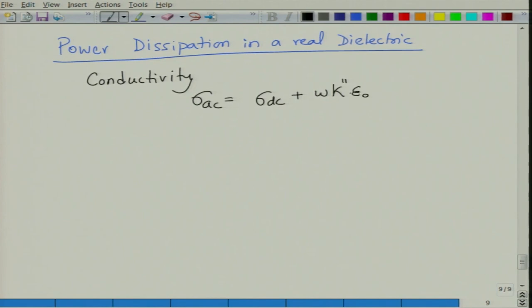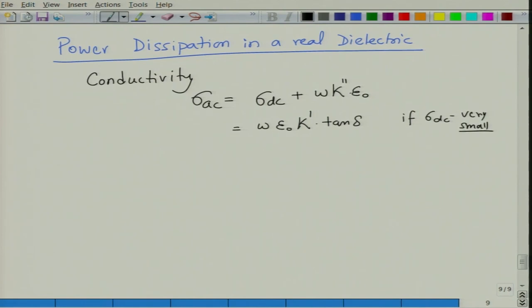Okay? And this is basically equal to omega epsilon naught kappa prime into tan delta, considering that sigma DC is very small as compared to the AC component, all right.